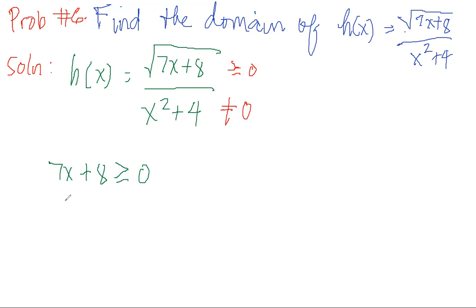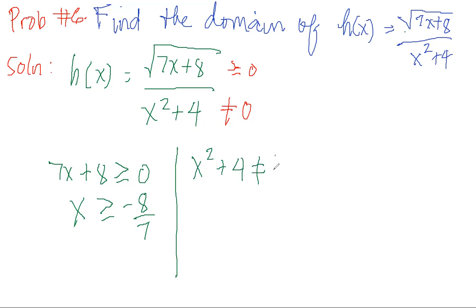So 7x plus 8 must be greater than or equal to 0, or else it becomes undefined. Let's solve for the value of x. x is greater than or equal to negative 8 over 7, right? We already found the value of x from the numerator. Now let's solve the denominator. x squared plus 4 must not be equal to 0, or else the function h of x becomes undefined.